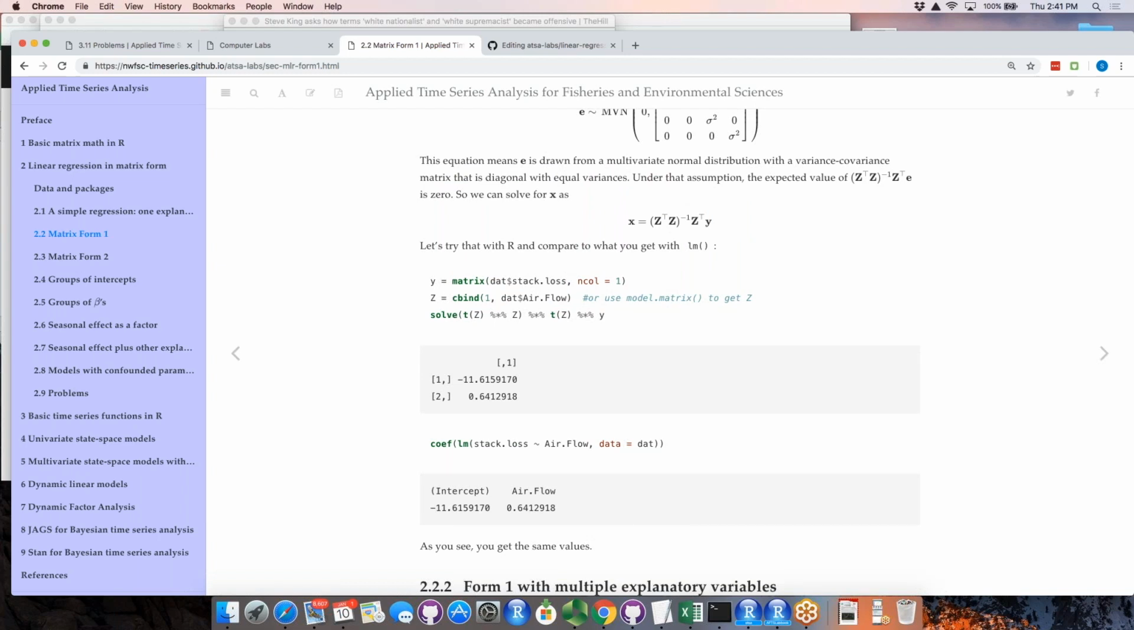And then if you just write that equation there in R code and solve, which is the inverse of the transpose of Z, matrix multiplication times Z, and then matrix multiplication times, again, the transpose of Z, matrix multiplication times Y, you get this. If you looked at the coefficients that you get from the linear regression, you see it's the same thing.